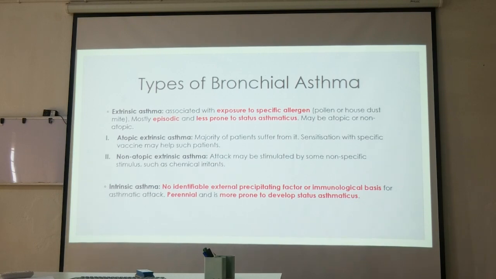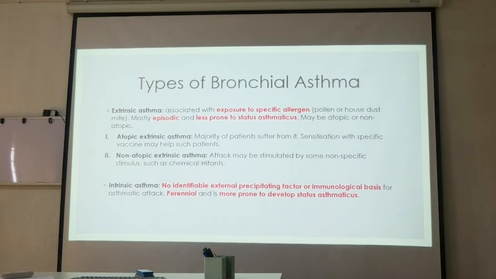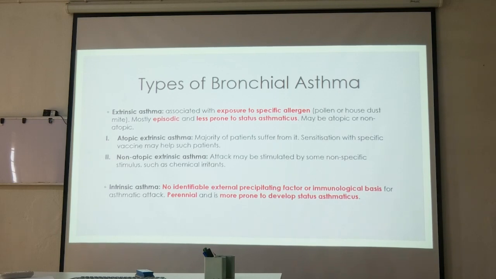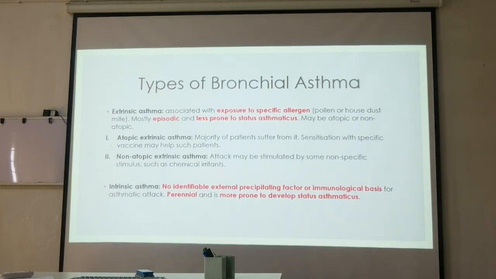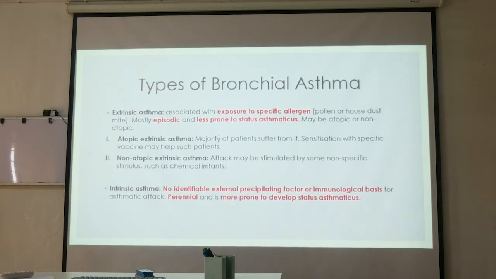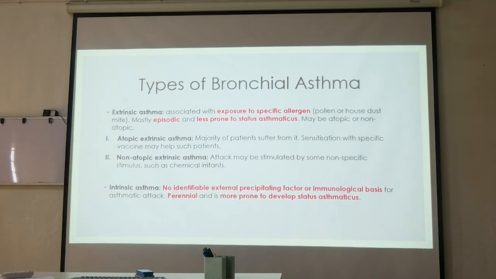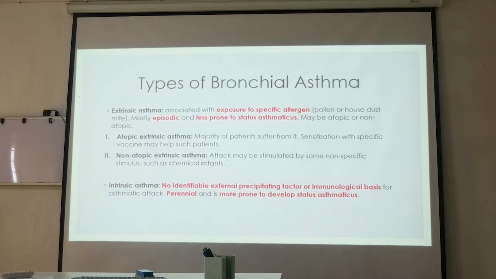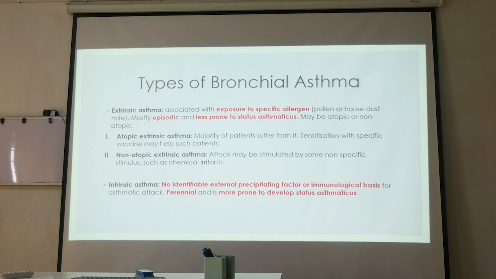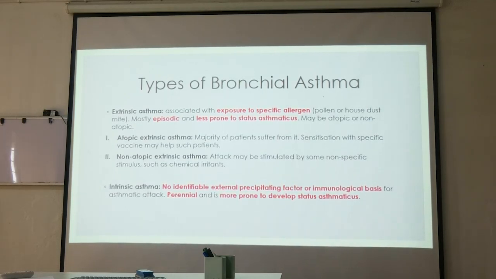Now, types of bronchial asthma. Bronchial asthma can be basically of two types. One is intrinsic asthma and the other one is extrinsic asthma. Now, what do you mean by extrinsic asthma? There is a trigger factor. It can be an allergen, it can be some chemical irritants. So extrinsic asthma is associated with the exposure to a specific precipitating factor like an allergen. It can be pollen grains, house dust, mite, and others. While in case of intrinsic asthma, there is no precipitating factor or immunological basis.